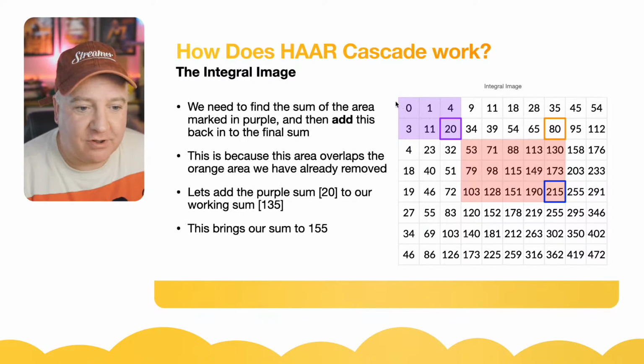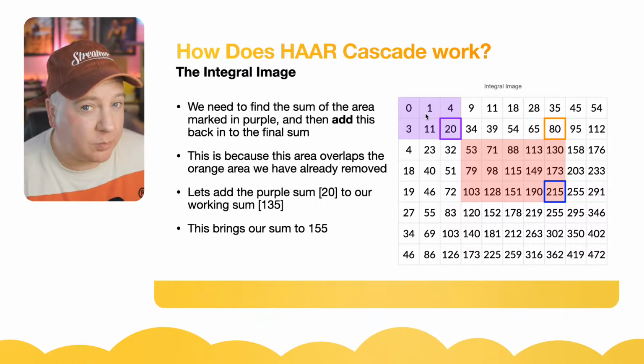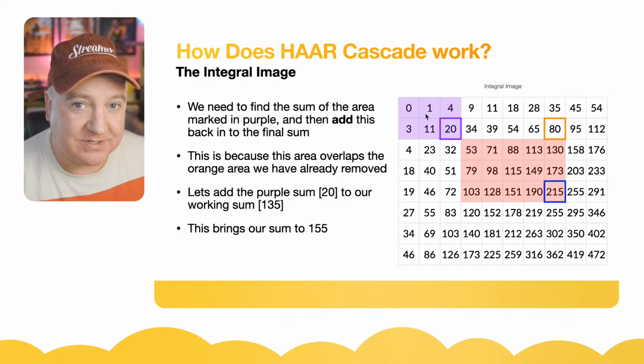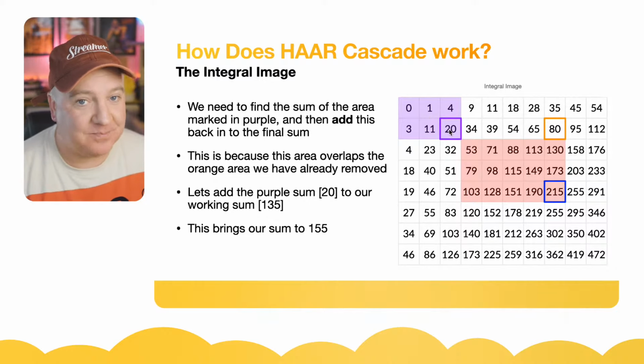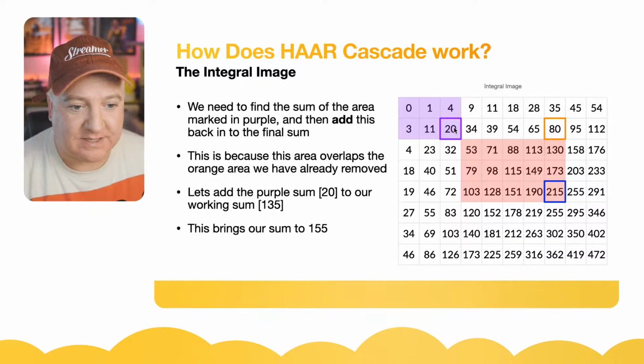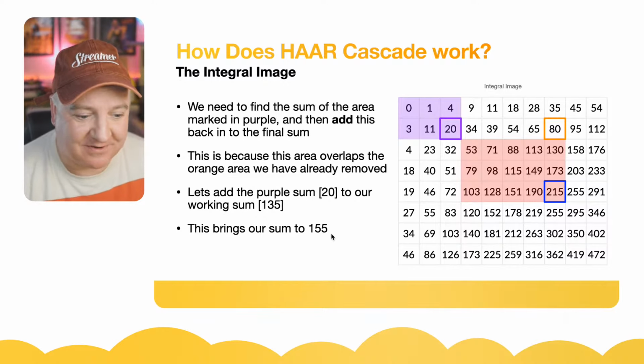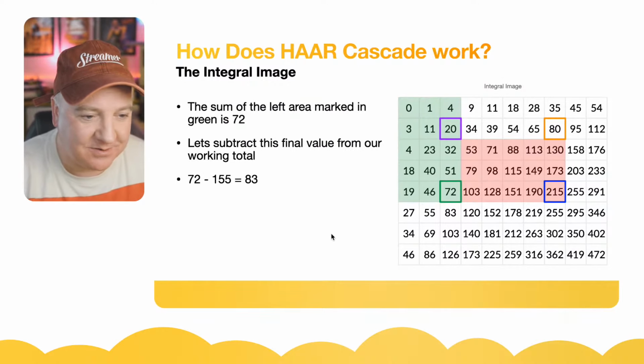Right, so we're going to find the area of this little purple area at the top left here, and we want to make sure we don't double count this, because we've got two areas at the top of our rectangle. It's going to be double counting, so we just need to make sure that we add that 20 back in, because we've subtracted off that 80. We need to add that value back in there. So it's very simple for us to do that, because this area overlaps the original orange area that we've already removed. So let's add this purple sum to our working sum, 135. We're going to add that to 20 on there, so 155. Very, very simple maths, very, very fast maths for our computer to do.